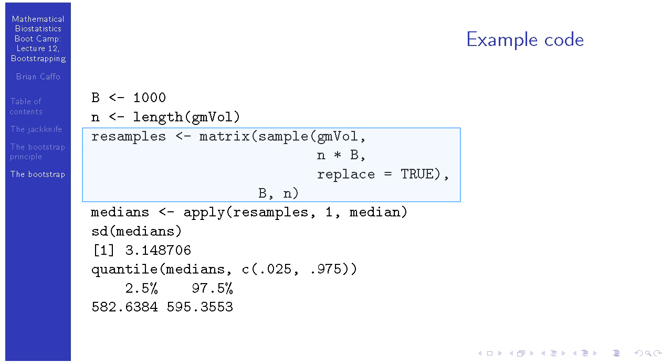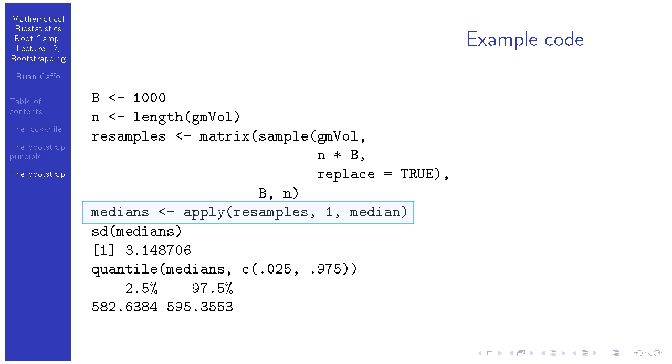And then here, this resamples. I dump them all into a matrix so that every row is a complete data set. So there's B rows and N columns. And then I go for every row and I calculate the median in this next line. And that's then B medians, where each median was obtained from a resample of N observations from the observed data.